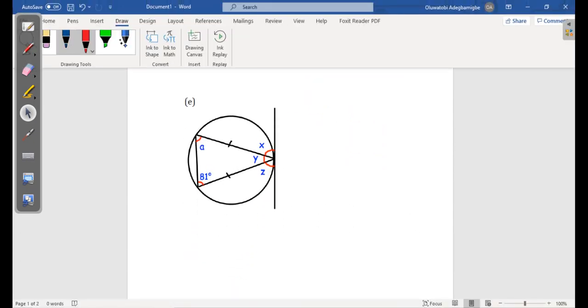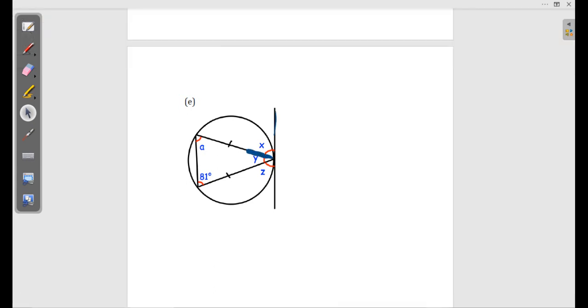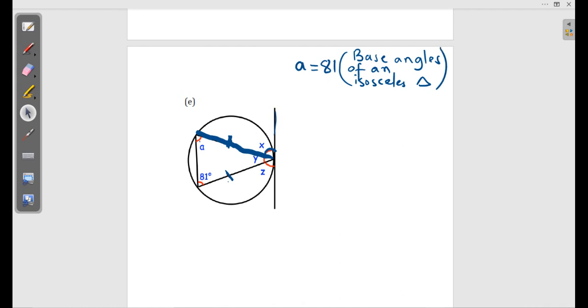For this second question, we've seen the tangent, we know this is a chord. The angle is this x. Don't forget that this line is equal to this line. So if these two sides are equal, that means these two angles are also equal. So a is equal to 81. Why? Base angles of an isosceles triangle. Please take note. We're told that these two sides are equal. So if these two sides are equal, these two angles will be equal.